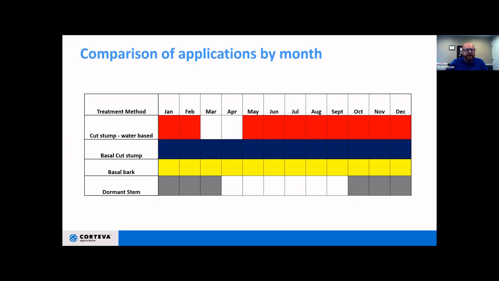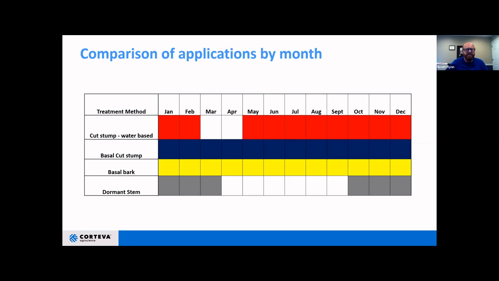So just to recap, comparison of these applications by month: if we look at cut stump applications, we have a little window in there, March, April, maybe even into May, where we have to be careful about these trees that are bleeders. When we talk about basal cut stump and basal bark treatment, those can go year-round, given the nature of that application, as long as we don't have factors such as frozen bark or bark that's so saturated the oil just simply won't sink in.